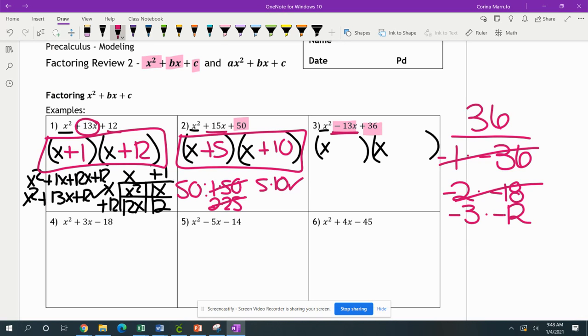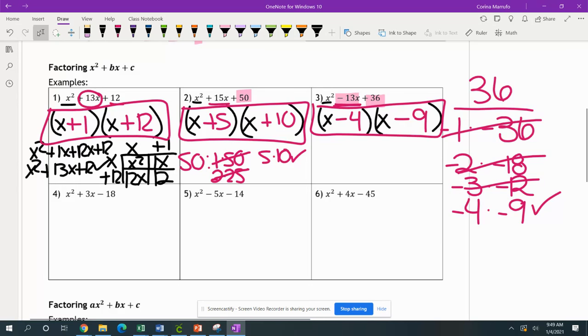Okay. Sorry about that. So negative 3 plus negative 12 would give us negative 15. So that's not what we're looking for. We're looking for negative 13. So we go on. 4 times 9 gives us 36 as well. So negative 4 times negative 9 gives us a positive 36. And when you add these two together, that gives us a negative 13. So that would be our factors, x minus 4 because it's negative and x minus 9 because it's also negative. And that's it.